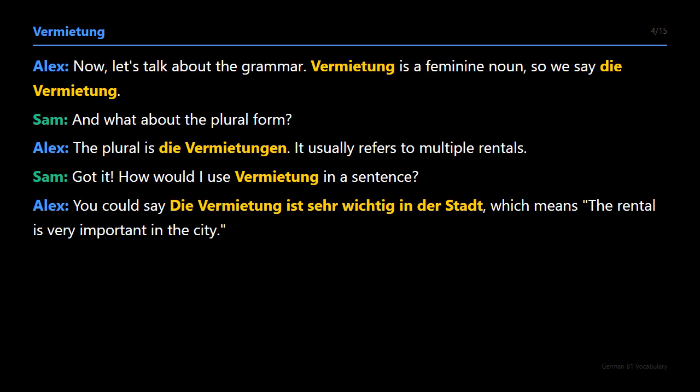Got it. How would I use Vermietung in a sentence? You could say, Die Vermietung ist sehr wichtig in der Stadt, which means the rental is very important in the city.